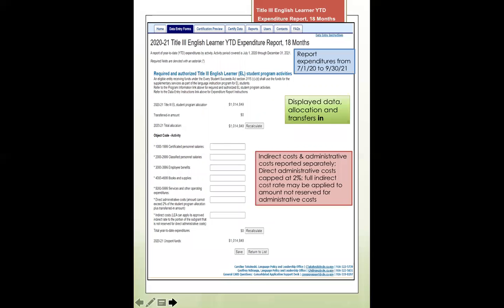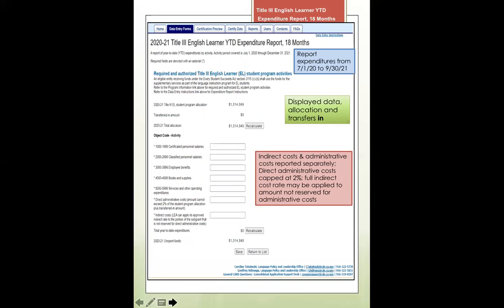All right, we're on to Title III, English Learner, 2021. Again, it's pretty similar to what you did before. You're reporting from July 1st, 2020 through September 30th, 2021.